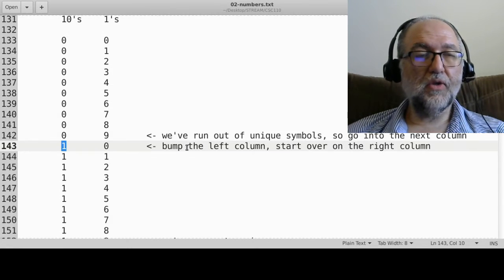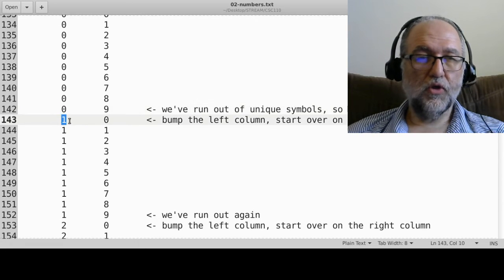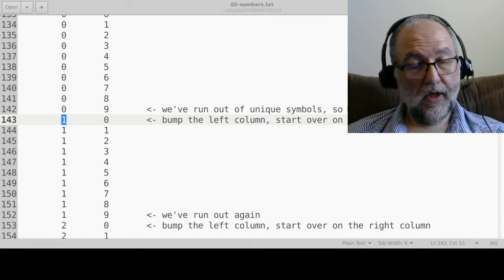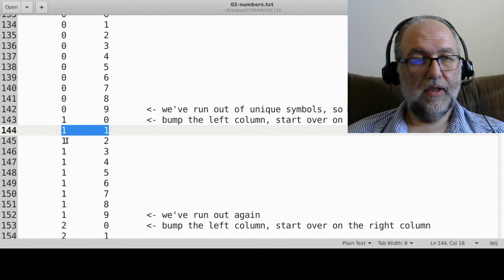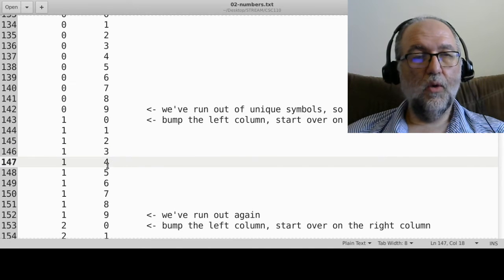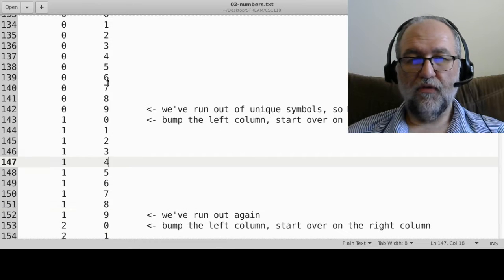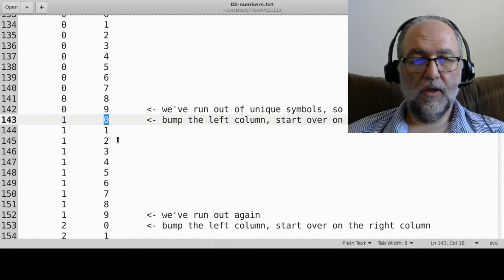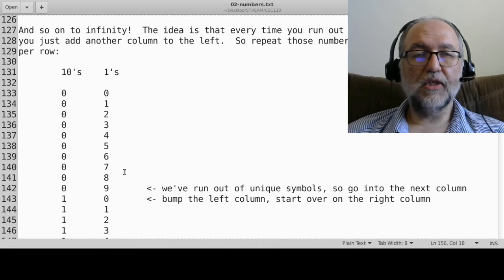So these two things happen together. That 9 cycles back to 0, and the next column bumps from a 0 to a 1. Then you can continue counting. So then you have 1, 0, which is 10, 1, 1, which is 11, 1, 2, 1, 3, 1, 4, and so on. Notice the ones column is making this cycle: 0, 1, 2, 3, 4, 5, 6, 7, 8, 9, 0, 1, 2, and it just keeps doing that.